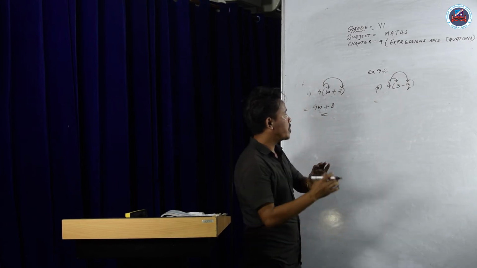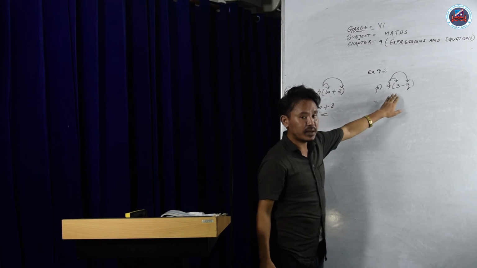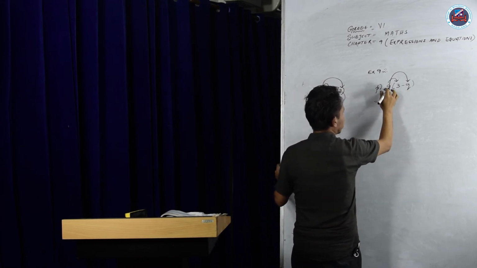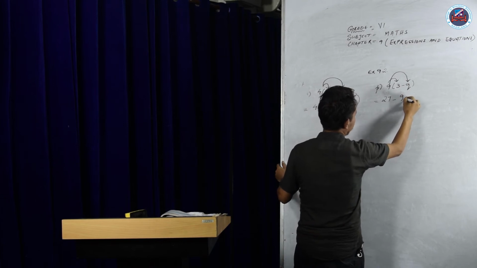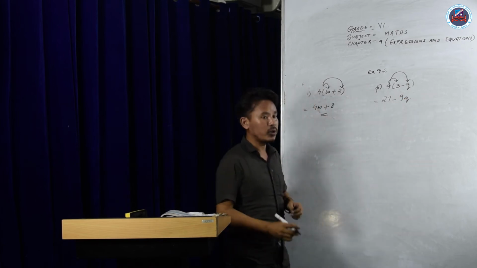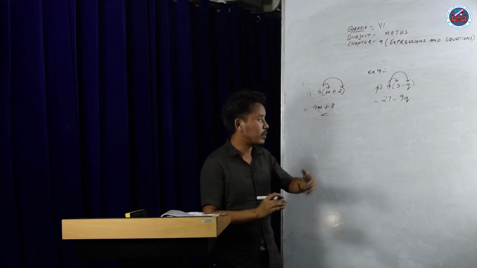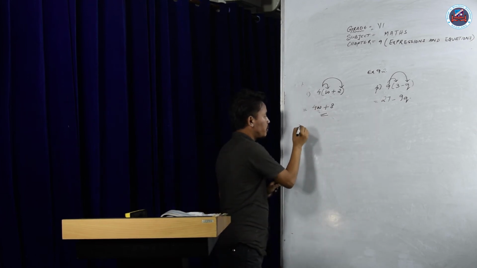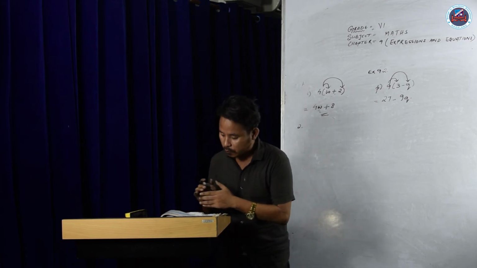So when you remove the bracket, we see 9 times 3 gives us 27, minus 9 times q gives us 9q. That's easy. All you have to do is just expand it, multiply and remove the bracket. Okay. Now from question number 2, we can say there are quite a lot of questions here.